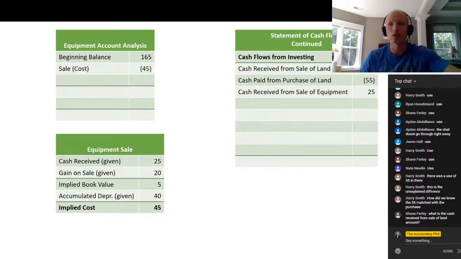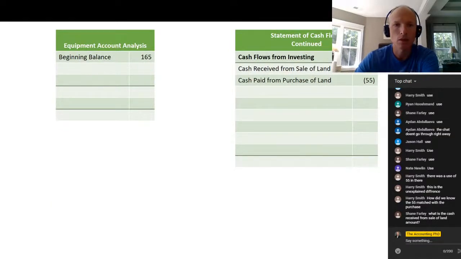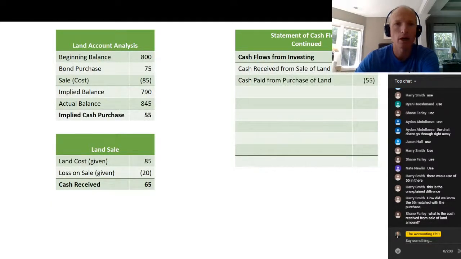The $65, we had solved that before. So let me go back, Shane, real quick. All right, so in that lower left-hand part, the land sale, notice that we were given that the cost of the land was $85. That's given in the extra information in the problem. From the income statement, we know there was a loss. And so from those two pieces of information, we know that the cash we received from the sale of land was $65. That's where we got that information, from this calculation right there.